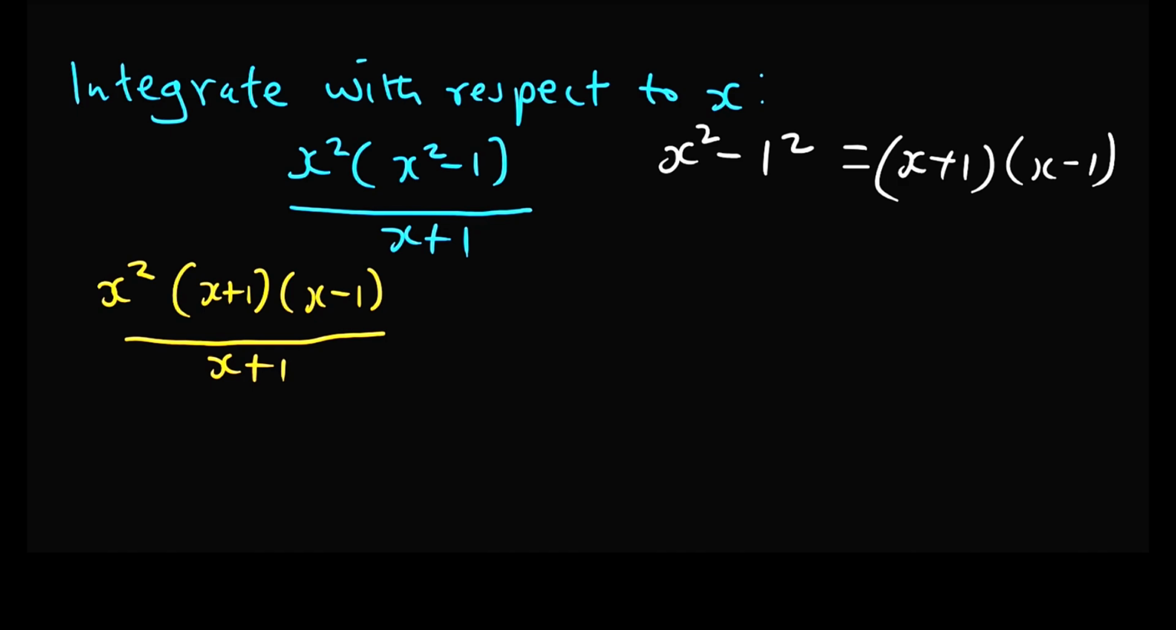This is a product of three numbers, so it means x plus 1 can cancel out with x plus 1, so that we are left with x squared into x minus 1, which we can simplify further to have x power 3 minus x power 2. So this is now the simplest expression that we can now integrate.